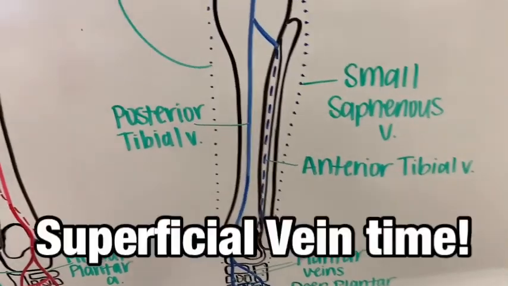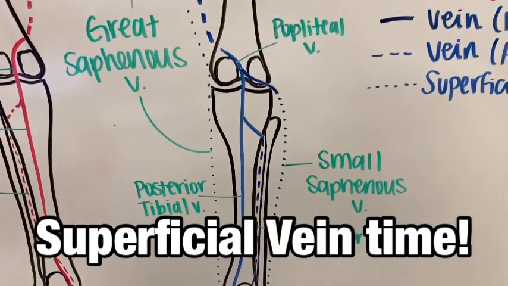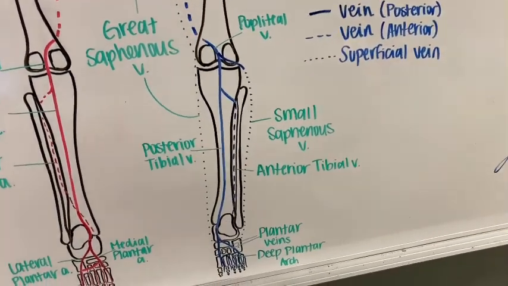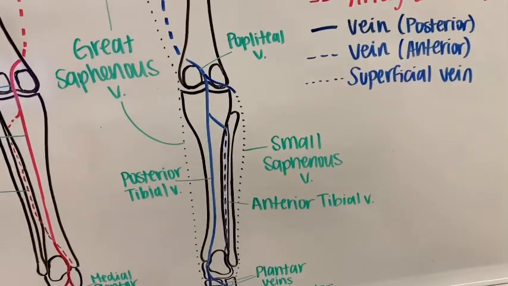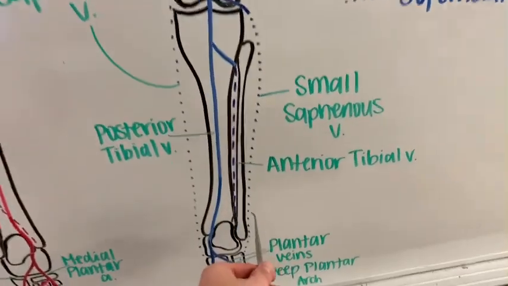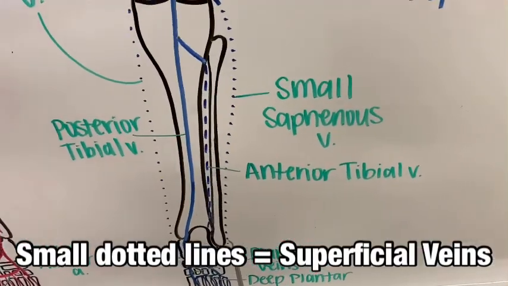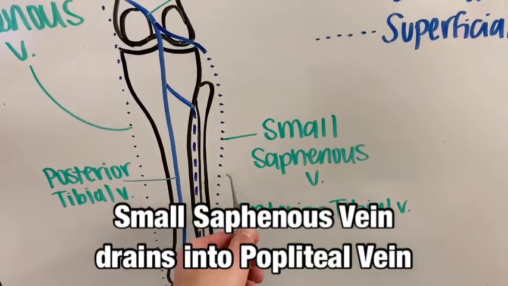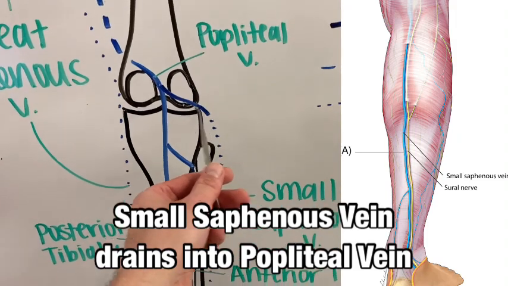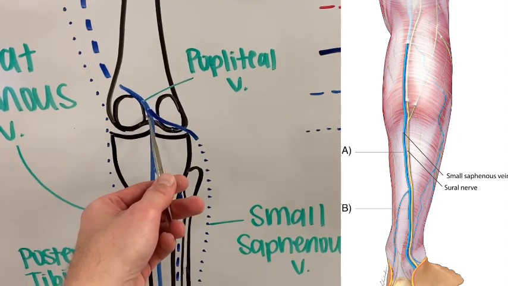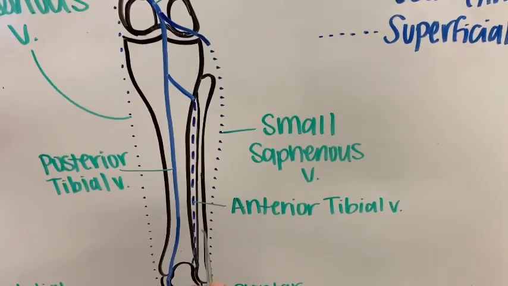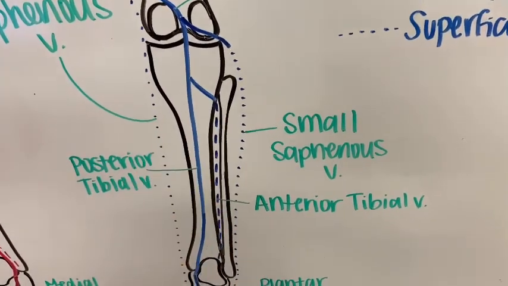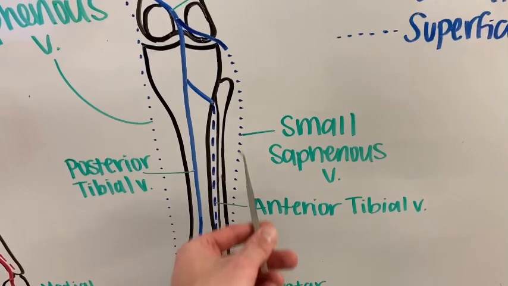But how about these other ones in here? The superficial veins, and we have some of the largest superficial veins in the leg, and these are with the dotted lines, as you can see here. First one is called the small saphenous. This one just kind of works its way up posteriorly and then drains into the popliteal vein. So it's pretty long, but not the entire length of the leg and the thigh.